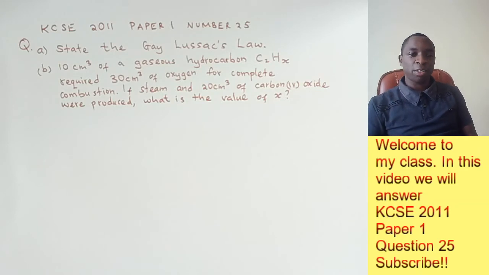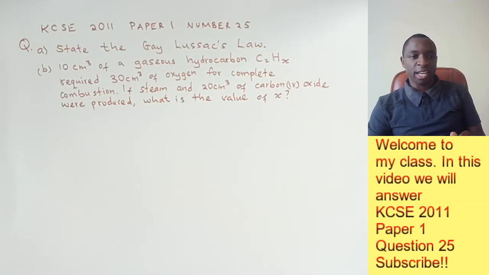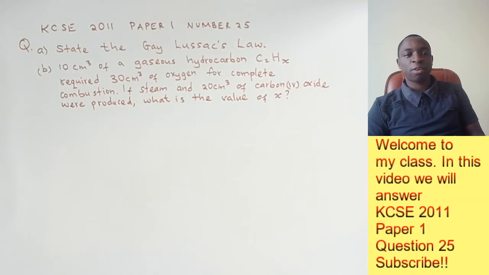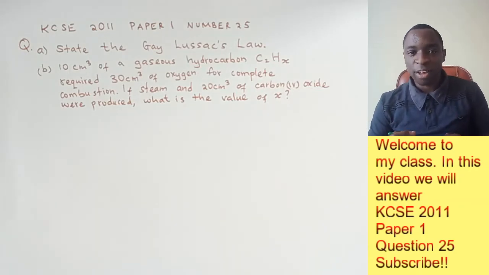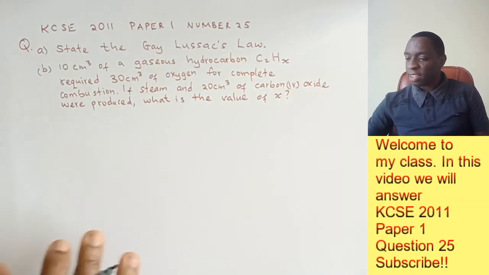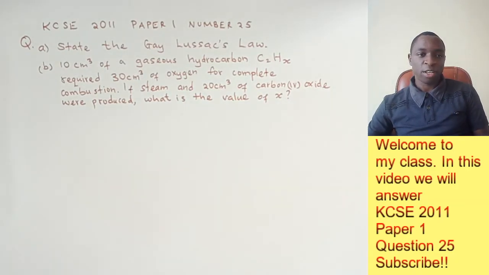In the second part of the question, it goes that 10 cubic centimeters of a gaseous hydrocarbon CxH2 required 30 cubic centimeters of oxygen for complete combustion. If steam and 20 cubic centimeters of carbon dioxide were produced, what is the value of X? Now, you remember that according to the Gay-Lussac's law, the first thing we need to write here is the equation. Then you shall use the volume ratios to get the coefficients that are used for balancing this equation. So this is how it goes.